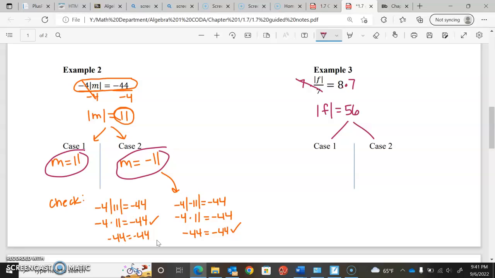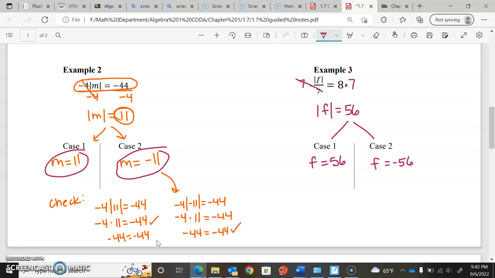Once we get it down to that, we've isolated the absolute value on the left. Now we split it into the two cases, where in the one case, 56 is positive. In the other case, the 56 is negative. And notice my absolute value bars disappeared during this step, because that's applying what the absolute value means. It's either a positive distance of 56 in the positive direction, or a distance of 56 in the negative direction.